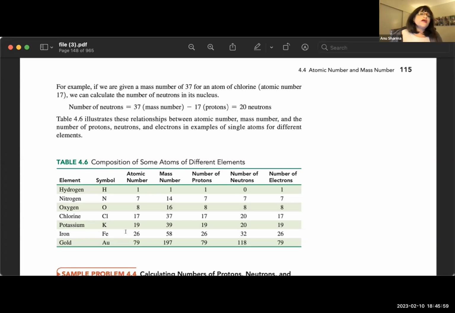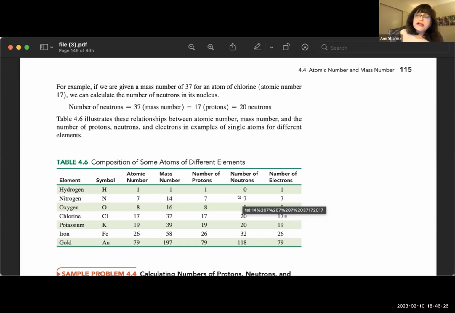All right, so look at nitrogen. The atomic number is 7. That means the number of protons is 7, and the number of electrons is also 7. You see that? Now comes the number of neutrons. You take the mass number minus the number of protons or the atomic number. So 14 minus 7 is 7. So the number of neutrons comes out to be 7.